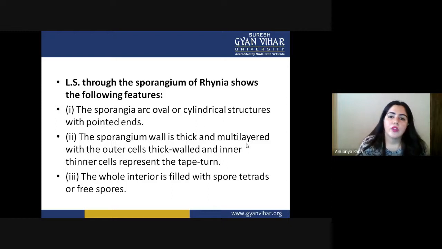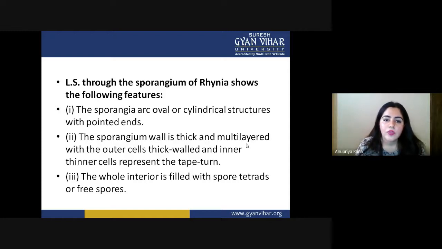LS through the sporangium of Rhynia. Now, this was all about the stem portion of Rhynia. Now we are going to see how the sporangia of Rhynia look. Sporangia are oval, or a cylindrical structure with pointed ends. So they are cylindrical in appearance, and their ends are quite pointed.